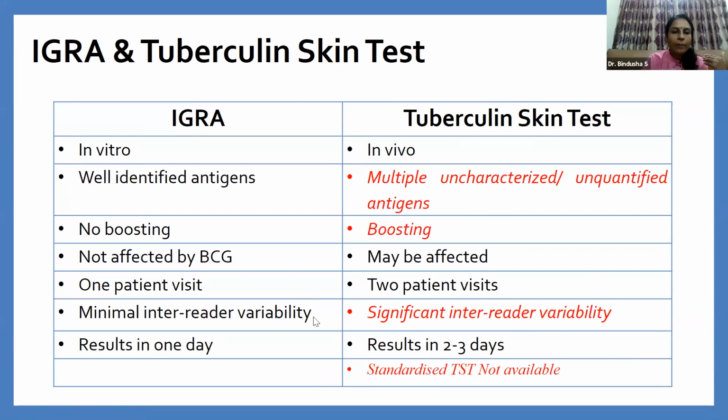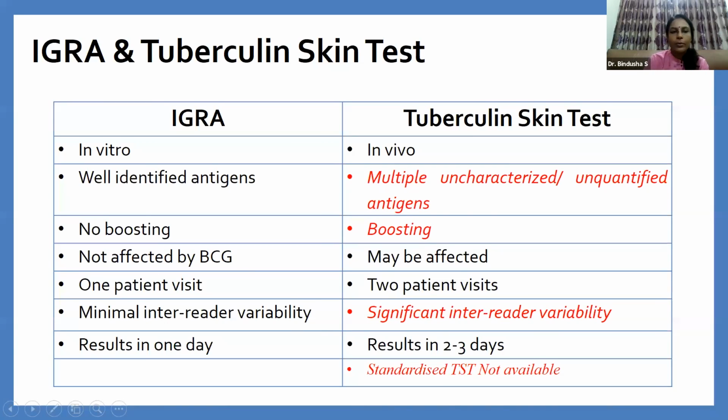So the program is going to roll out IGRA. IGRA will be started in November in different hospitals. In IGRA, we are using well-defined antigens. This is an in vitro test. We are drawing the blood and doing the test. There is no boosting, and this is also not affected by BCG, and there is minimal inter-reader variability.